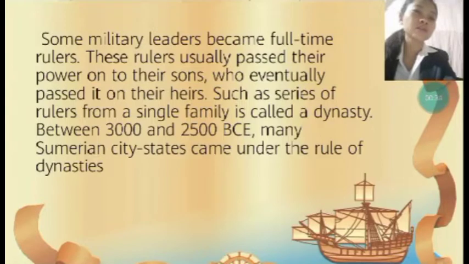Some military leaders became full-time rulers. The rulers usually passed their power on to their sons, who eventually passed it on to their heirs. A series of rulers from a single family is called a dynasty. And between 3000 and 2500 BCE, many Sumerian city-states came under the rule of dynasties.